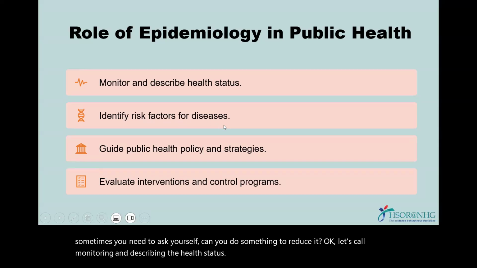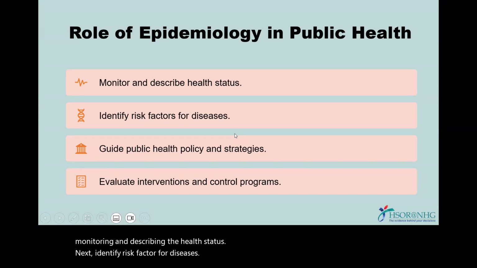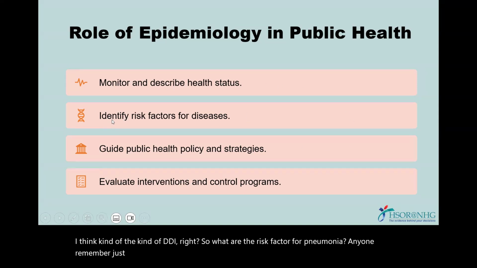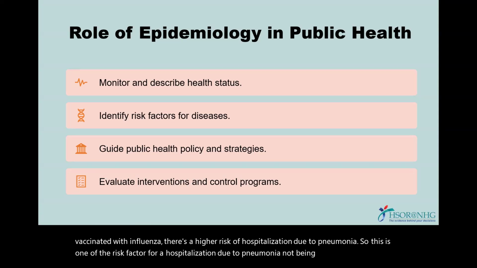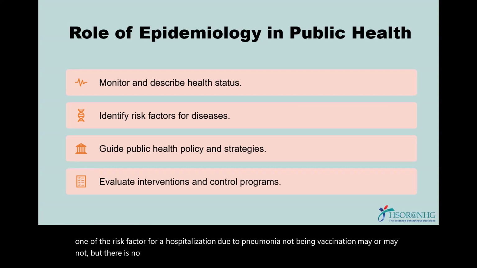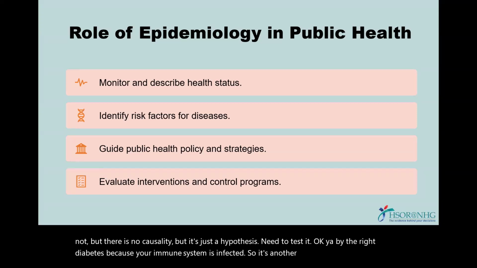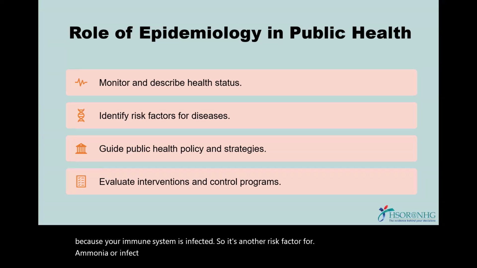Next, identify risk factors for diseases. I think we kind of did it, right? So what's the risk factor for pneumonia? Anyone remember just now? Diabetes. But in his paper it was more of influenza vaccination. If you're not vaccinated against influenza, there's a higher risk of hospitalization due to pneumonia. So not being vaccinated is one of the risk factors for hospitalization due to pneumonia. There's no causality, it's just a hypothesis, we need to test it. But right, diabetes too, because your immune system is affected, so it's another risk factor for pneumonia or infection or hospitalization due to pneumonia.